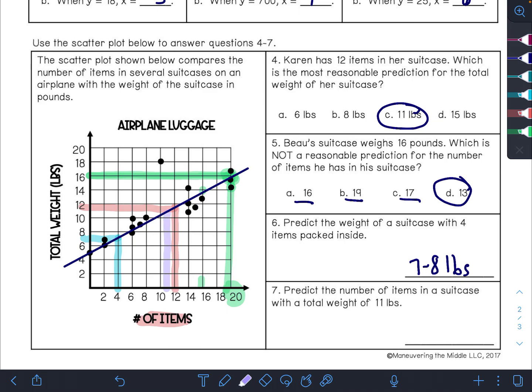11 pounds, if I went up and over, it would be anywhere like, 11, I went the wrong way. So 11 pounds, I would start over here and go over and then go down. So it would be about 10 items, 10, 12. So you could say anywhere from 10 to 12 items would be a good prediction.